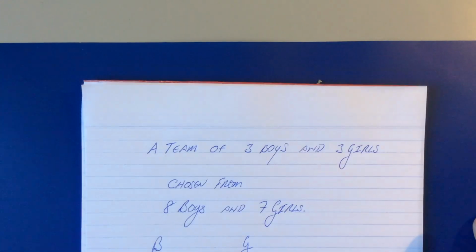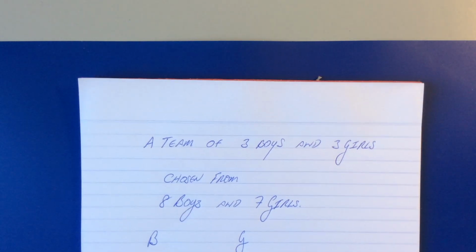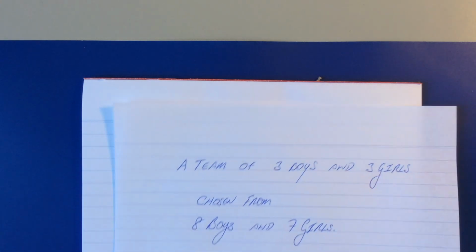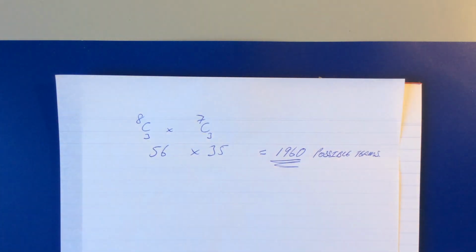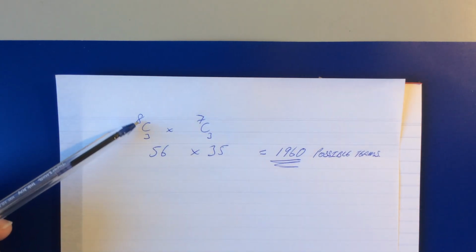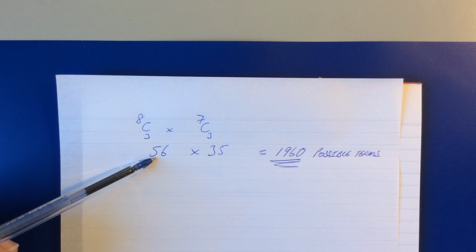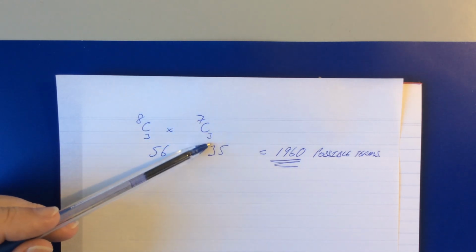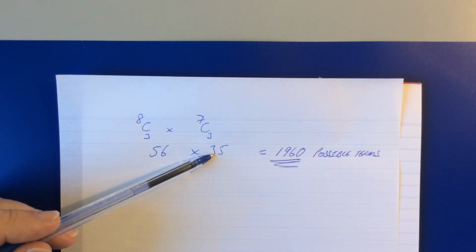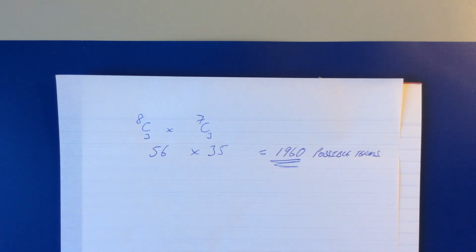Right, so here is an answer I prepared earlier, as they say. Where have I popped that? Here we are. Right, let's get my piece of paper. 8 choose 3 possible combinations, 56. 7 choose 3 possible combinations, 35. There are 1,960 possible teams that can be chosen from a group of 8 boys and 7 girls if we have 3 boys and 3 girls in each of those teams.